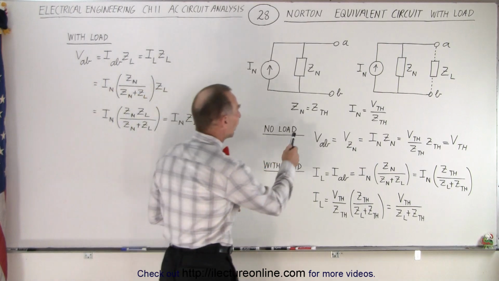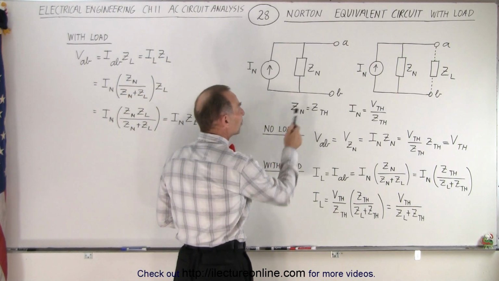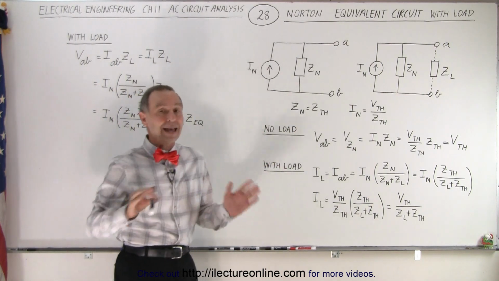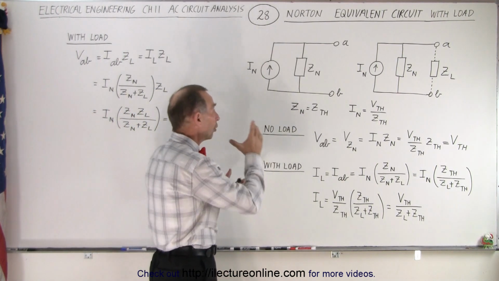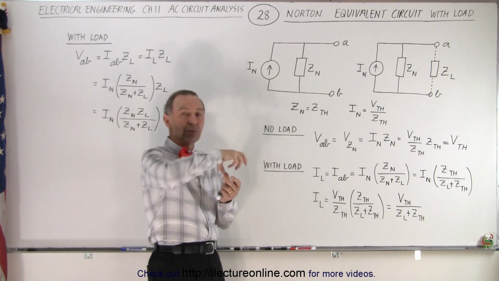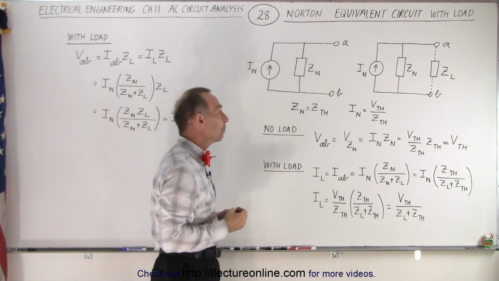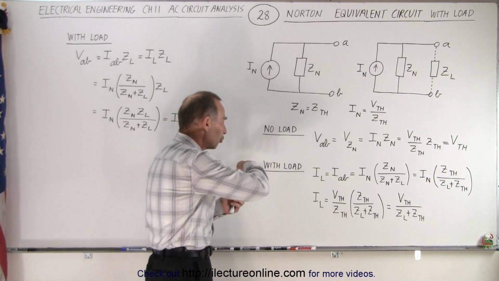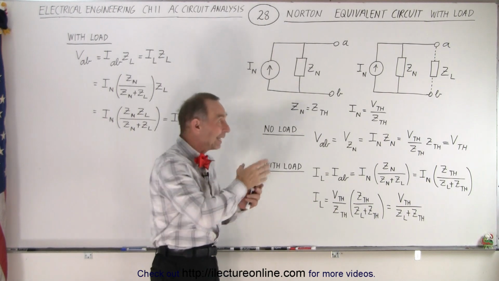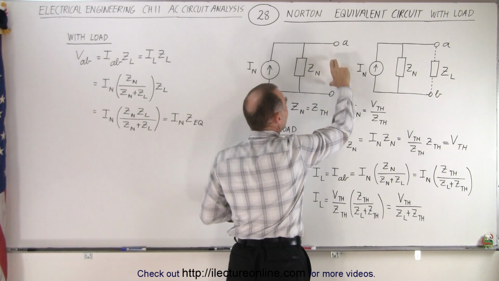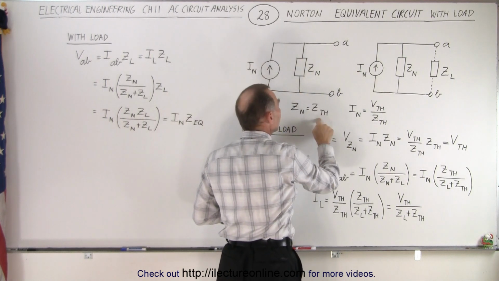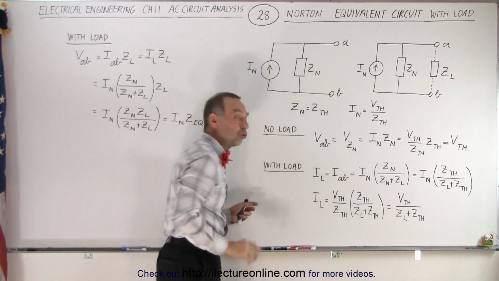So again, we realize that the Norton impedance is the same as the Thevenin impedance, and it's found in exactly the same way. We remove the load first, then we take every current source and replace it by an open circuit. We take every voltage source and replace it by a short circuit, and then what's left, we calculate the impedance across A to B, and that will then be the Thevenin equivalent impedance, which is the same as the Norton impedance.